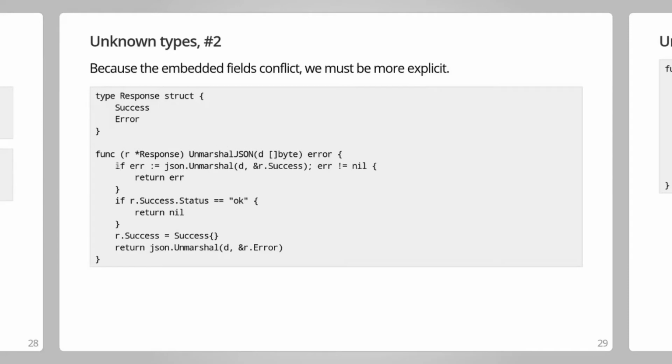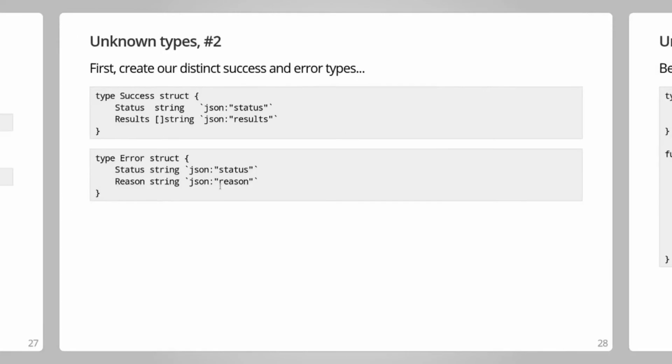So the first thing this function does is it just tries to unmarshal into success. Now, of course, if it returns an error, then we return that error as well. But it's not enough to check for an error. We have to also check the value of status, because supposing we get an error value, it will still successfully unmarshal. It just won't have the error field reason here. This will just be blank.